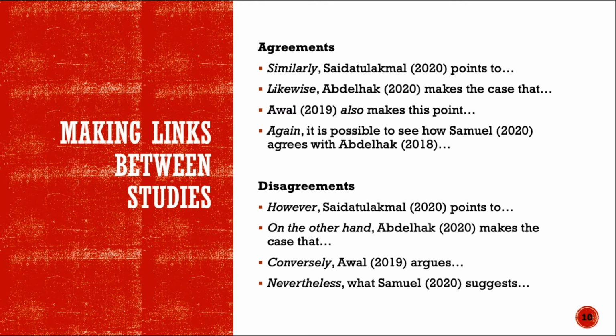There are other verbs you could have, for example, in addition, and others. But if we are in disagreement, then there are other verbs we use. For example, however. When you read however, that means you disagree with the previous statement. However, Sayyidatul Akmal 2020 points to, or on the other hand, Abdul Haq 2020 makes the case that, or conversely, Awal 2019 argues, or nevertheless, what somebody 2020 suggests. So this means you are disagreeing with previous statements, and you provide that disagreement.